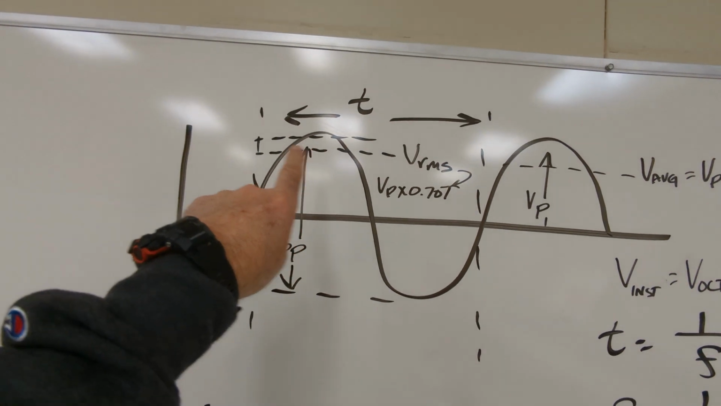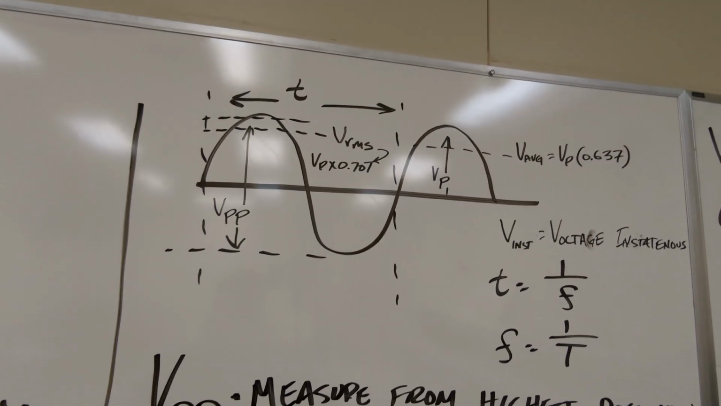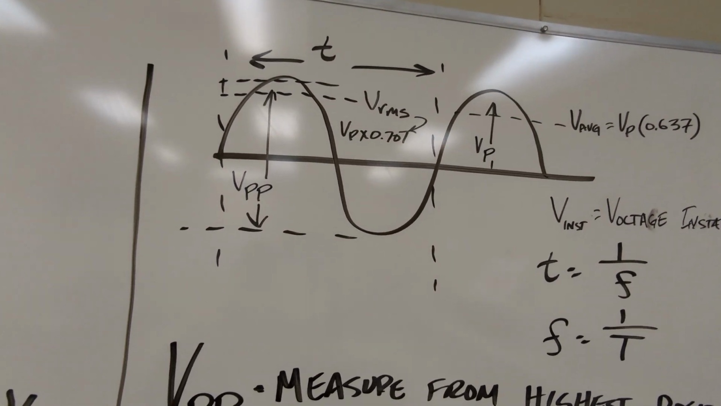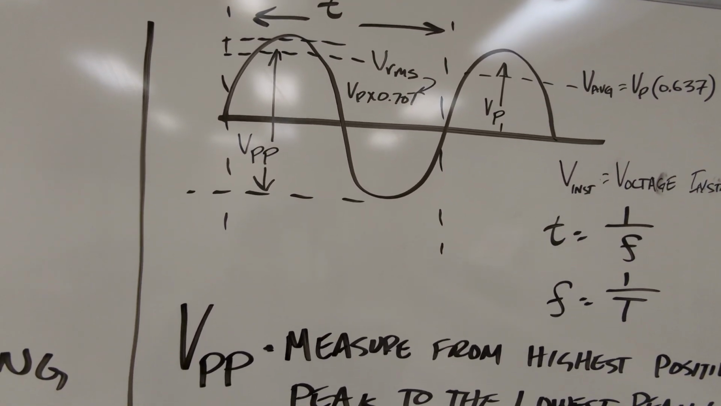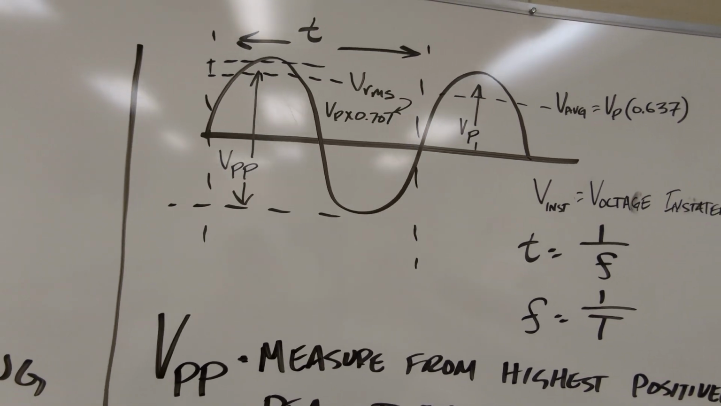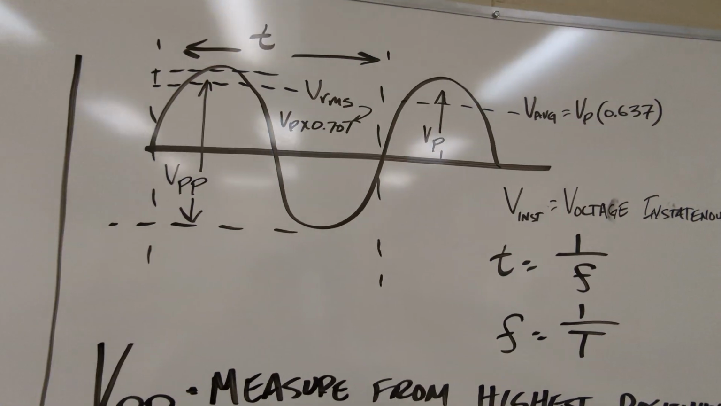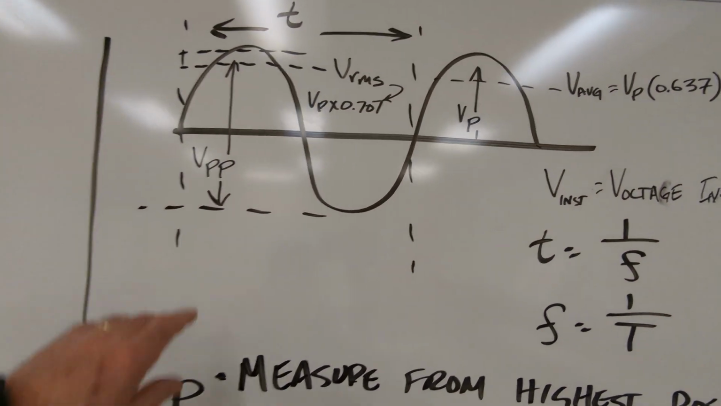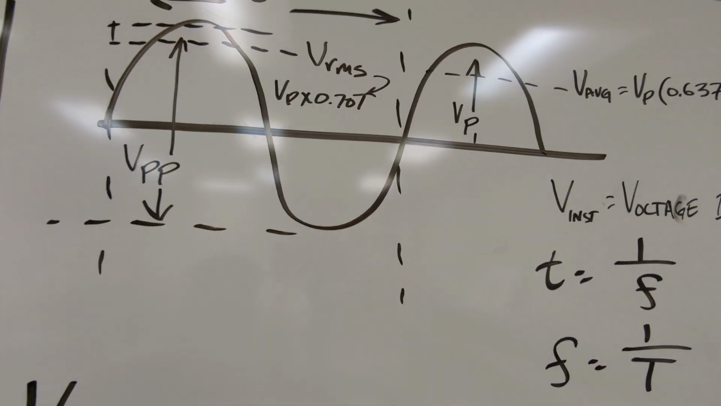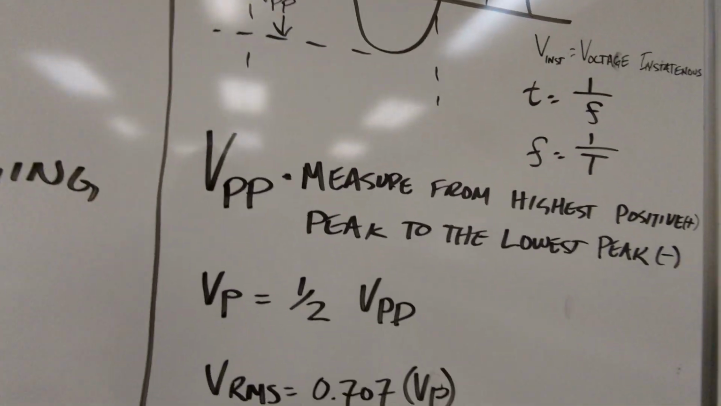If you look up here where it says T, that's a time base that looks at the sine wave from the beginning to the end. And then we have VPP, which stands for voltage peak to peak. And then we have voltage peak over here, which is just half of the voltage peak to peak. And then we have voltage RMS, which is a certain percentage of that, and voltage average, which is a certain percent of that, and then voltage instantaneous.